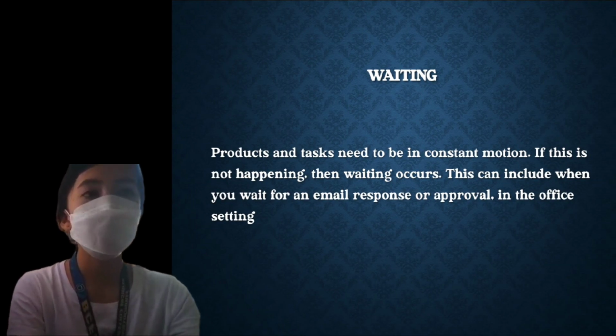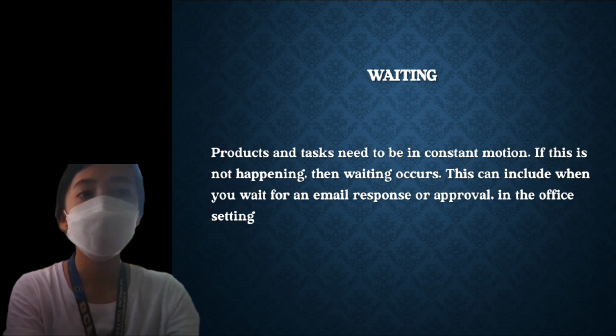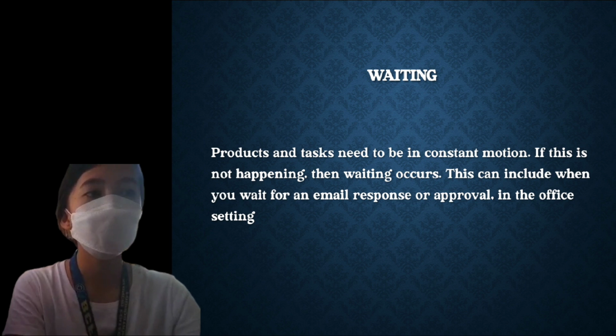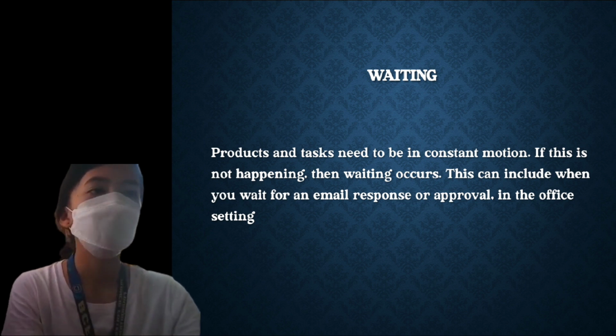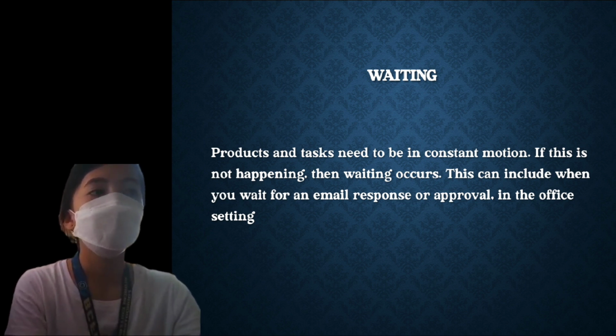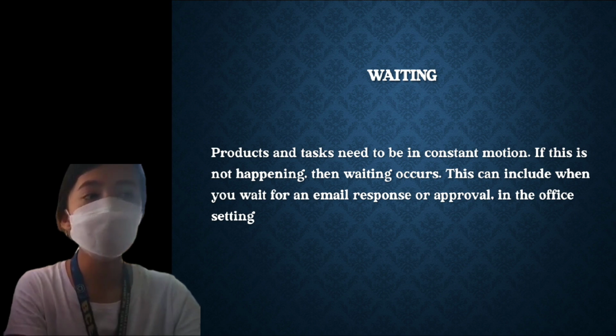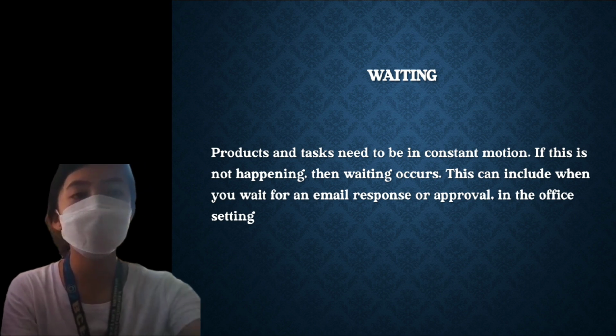Now, the fourth waste of Lean is waiting. Products and tasks need to be in constant motion. If this is not happening, then waiting occurs. This can include when you wait for an email response or approval in the office setting.